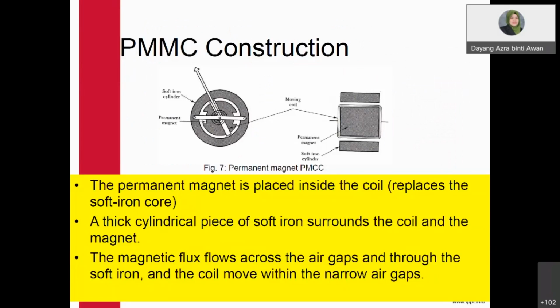So how does it look for the magnet? This is the side view of the magnet. You have a soft iron cylinder, and we have the permanent magnet. In between we have a very narrow gap. This will make the magnetic flux flow in this gap, and then the coil moves within the narrow air gap itself.